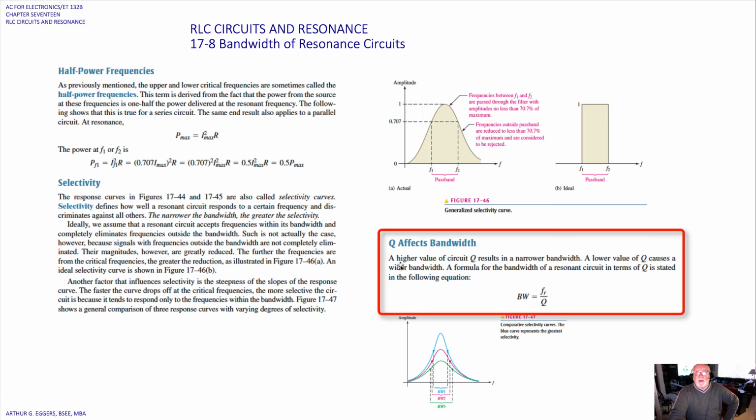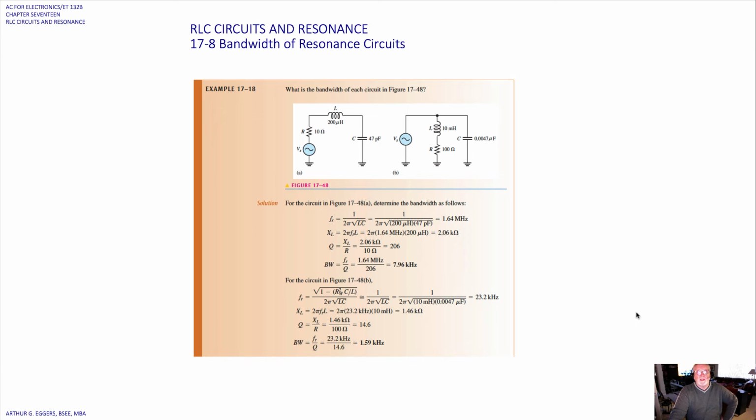Q affecting bandwidth. A higher value of circuit Q results in a narrower bandwidth. A lower value of Q causes a wider bandwidth. The formula for bandwidth of a resonant circuit in terms of Q is stated as bandwidth is equal to the resonant frequency divided by Q. So you've got lots of relationships here that you can use for substitutions to solve for either the bandwidth, the resonant frequency, or the Q, and it can be substituted in other relationships.